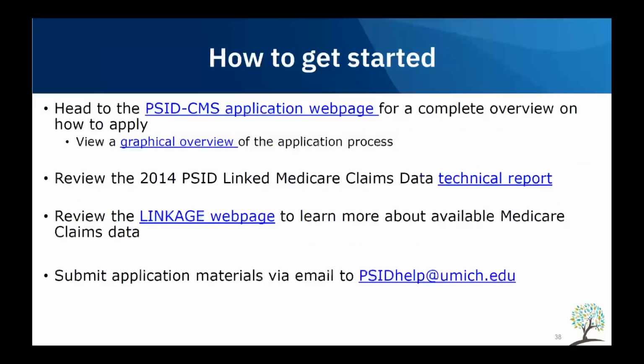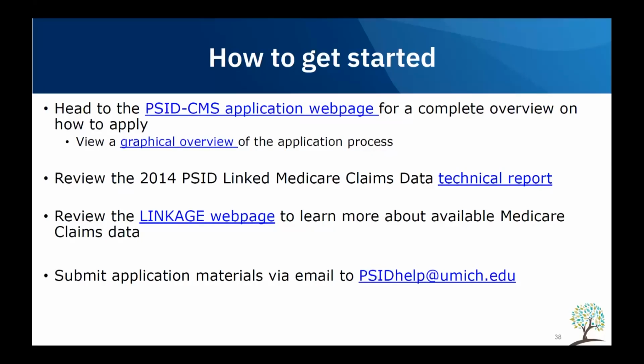Okay, so hopefully you're all running out now to get started using the linked data. There are a few steps to take before you can get started using the data. The first step is to look at our application webpage and get an overview of how to apply. We have this really nice graphical overview. I think you'll be able to click these links later once you get the slides. If not, you can find it on the webpage. So for people who are more visual, you can see a picture of the application process and how it works.